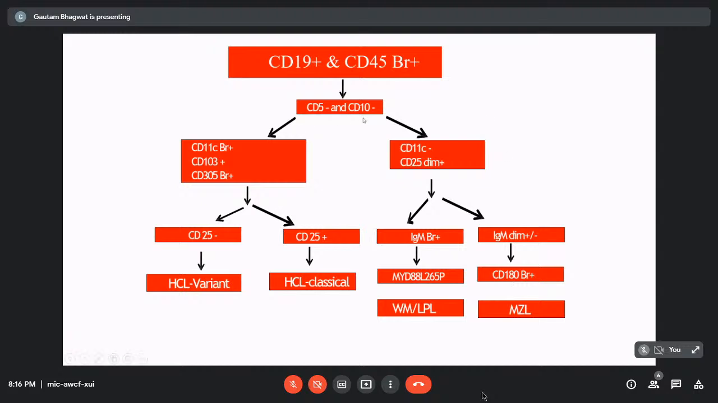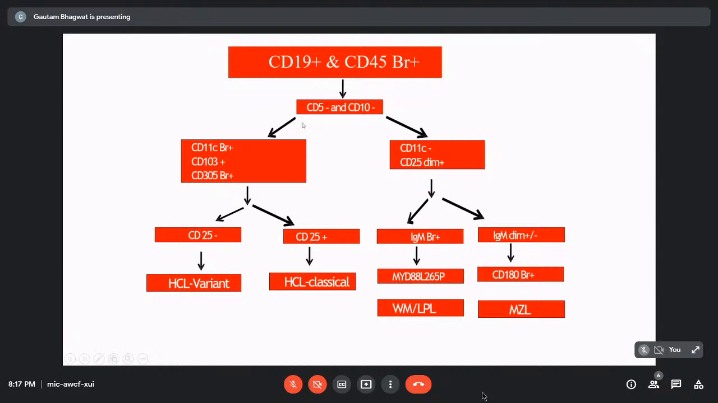If CD5 and CD10 both are negative, what next? So most likely the diagnosis goes towards hairy cell leukemia, lymphoplasmacytic lymphoma or marginal zone lymphoma. Marginal zone lymphoma is something which overlaps everywhere, and can sometimes have CD5 positivity also. So marginal zone lymphoma is mostly a diagnosis of exclusion.